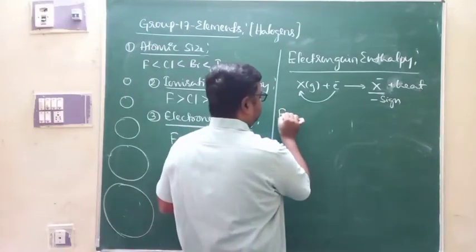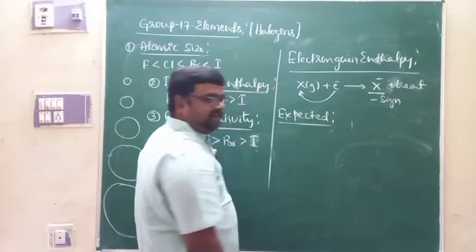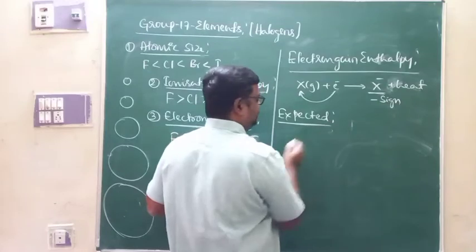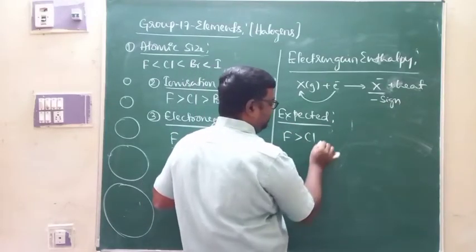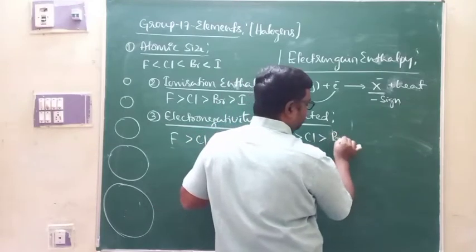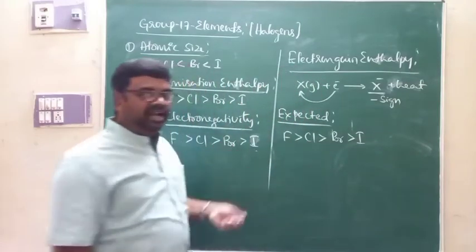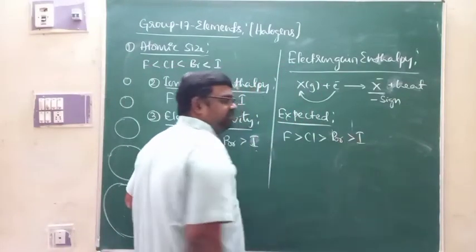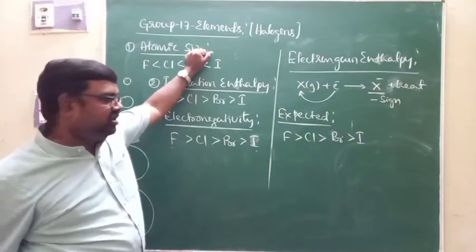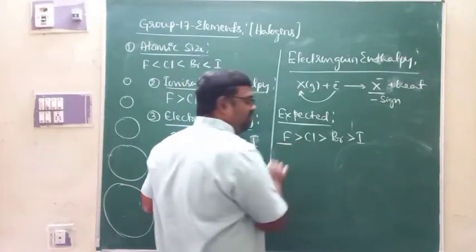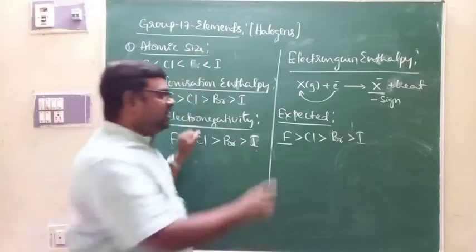Because of that, the expected trend in the electron gain enthalpy values of halogens is that we expect fluorine to have more electron gain enthalpy than chlorine, chlorine more than bromine, and bromine more than iodine. This is what we call the expected trend as far as electron gain enthalpy is concerned. But actually, electron gain enthalpy of fluorine is less than chlorine.